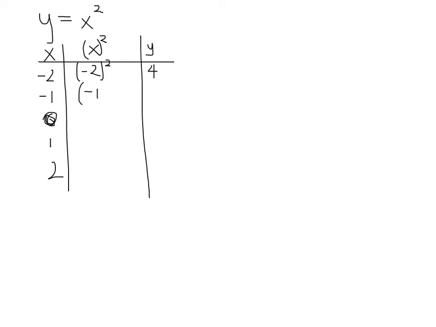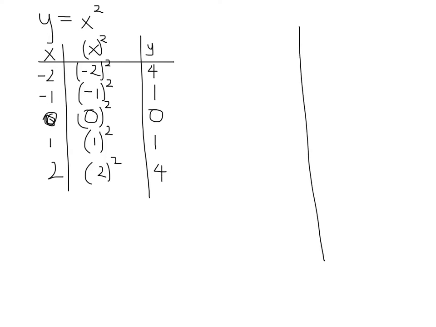Next, when I plug in negative 1 and I square it, you get negative 1 times negative 1. Again, two negatives make a positive. In the next one, I plug in 0 and I square it, and that's an easy one because I get 0. Then 1 squared, which is 1 times 1, and then we'll have 2 squared, which is 2 times 2.